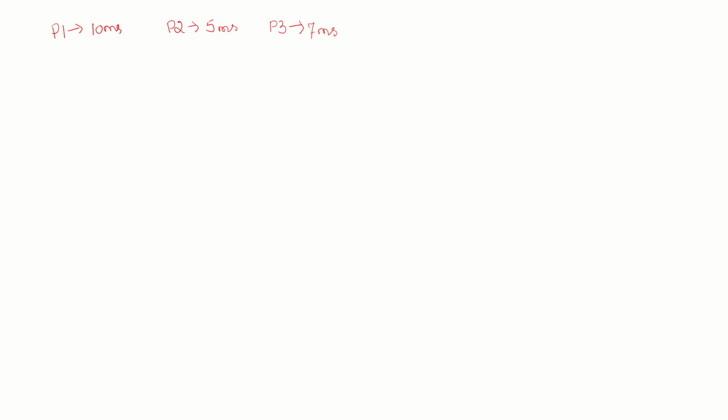Now, what is the order? In the order we have written here P1, P2, P3. This is the first thing we have to note. Coming to the second point, P4 enters. But what is the completion time for that? It is 6 milliseconds. P4 enters the ready queue after what? Let me write that full sentence.